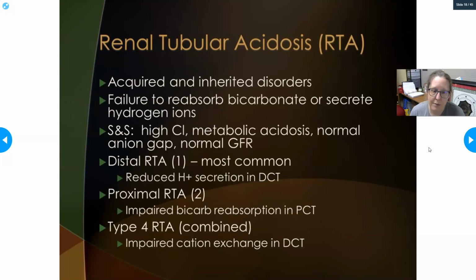There are several types. Distal renal tubular acidosis, which is type 1, is the most common, and there's just a reduced hydrogen ion secretion in the distal convoluted tubule. The next one is proximal renal tubular acidosis, which is type 2. In this one, there's an impaired bicarb reabsorption in the proximal convoluted tubule. And then you have type 4, which is combined renal tubular acidosis. So you have an impaired cation exchange in the distal convoluted tubules.